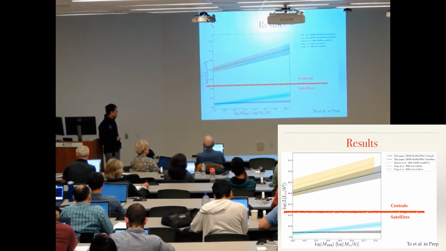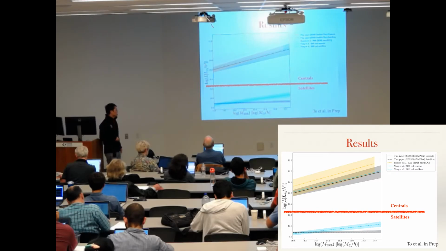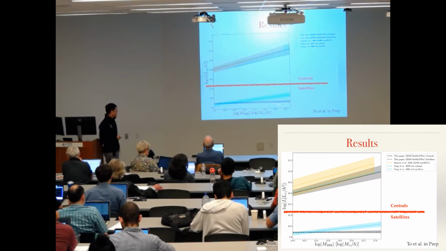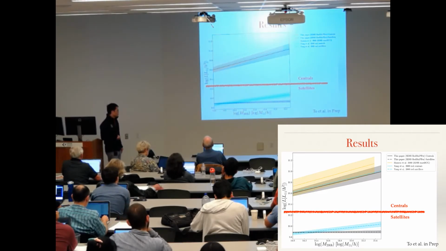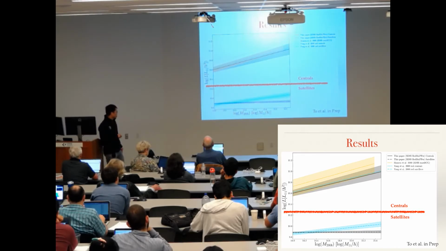And for the satellites, something interesting is that we find the satellite luminosity actually does not depend on the host halo mass. It's quite surprising for us. The blue line is a comparison with Young et al. satellites. You can see the slope is steeper than ours.